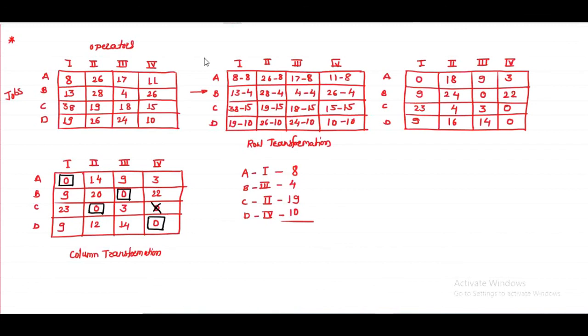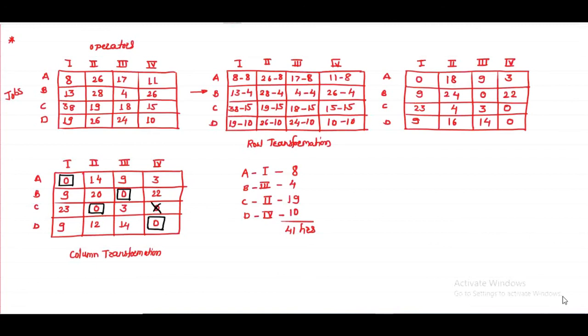So the total is 41 hours. That means if we assign in this order, that is, job A is assigned to the first operator, job B to the third operator, job C to the second operator, and job D to the fourth operator, it will take less time.